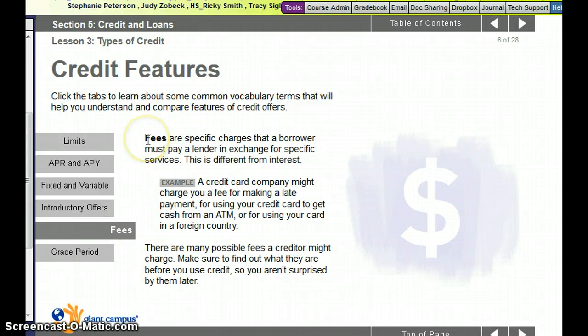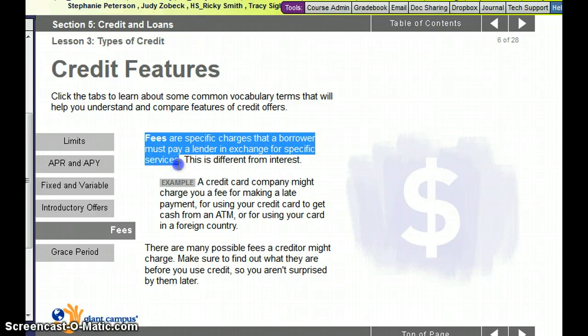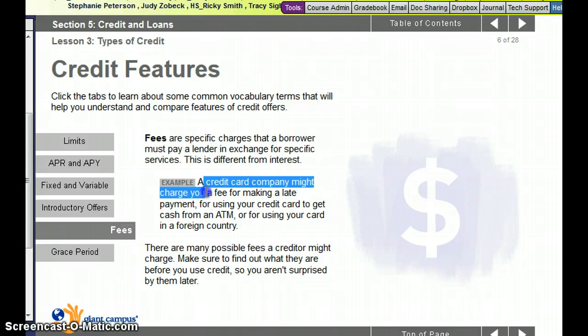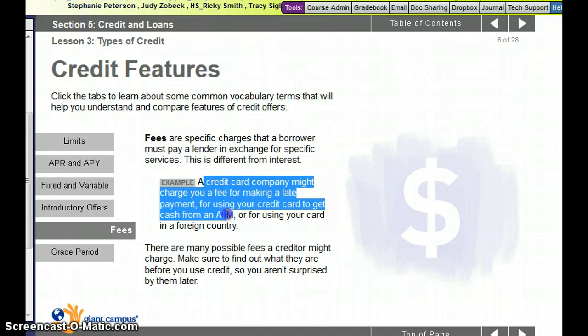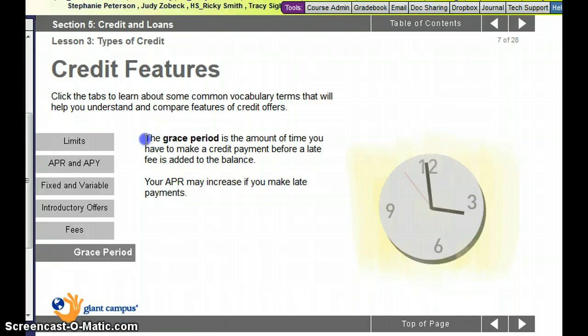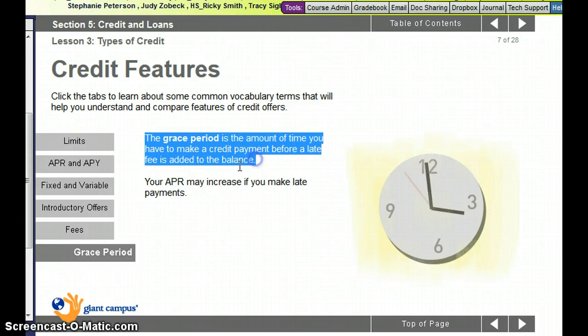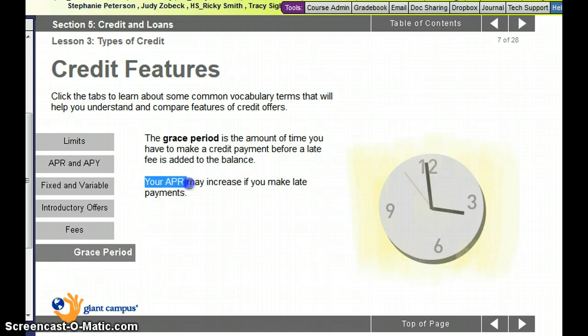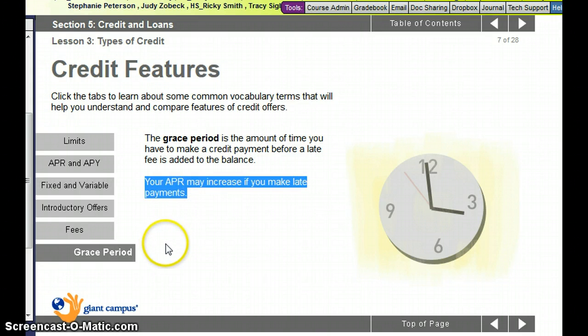Fees are specific charges that a borrower must pay a lender in exchange for a specific service. This is different from interest. A credit company might charge you a fee for making a late payment, for using your credit card to get cash from an ATM, or for using your card in a foreign country. A grace period is the amount of time you have to make a credit card payment before a late fee is added to the balance. Your annual percentage rate may increase if you make late payments.